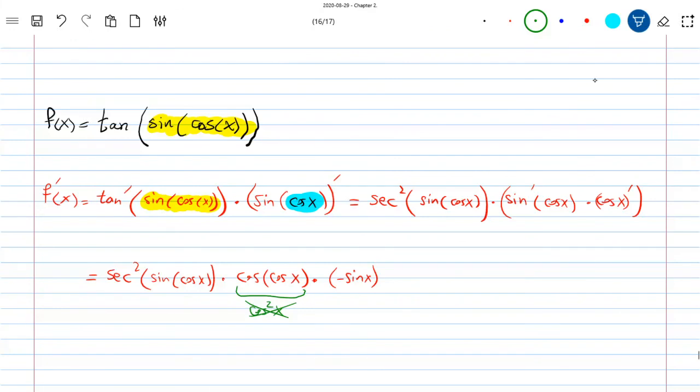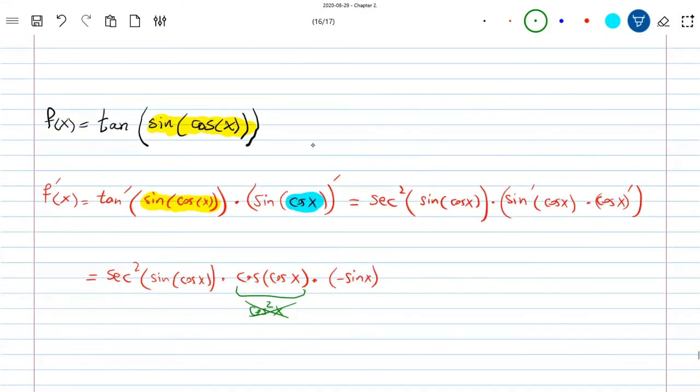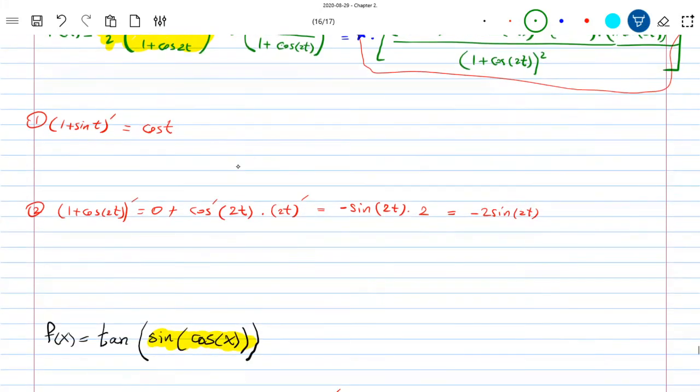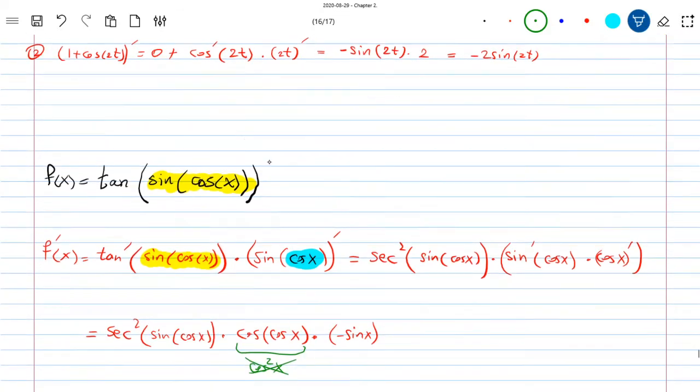Okay, so this is the derivative of tangent of sine of cosine x. And if you know how to take the derivative of this one, every other example would be very similar, and easier than these 2 last examples that I did. Hopefully this is good enough, and I'm going to stop at this point.